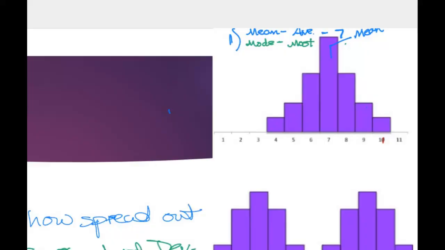Why did you say the mode was 7? Yeah, it's the one that's occurring the most. Here is 7, and the height of that bar is much higher than all the others, right? So the mode, the one that occurs the most, is also 7. And how many modes do we have here? 1. So this is called unimodal. Uni meaning 1, like unicorn has 1 horn.